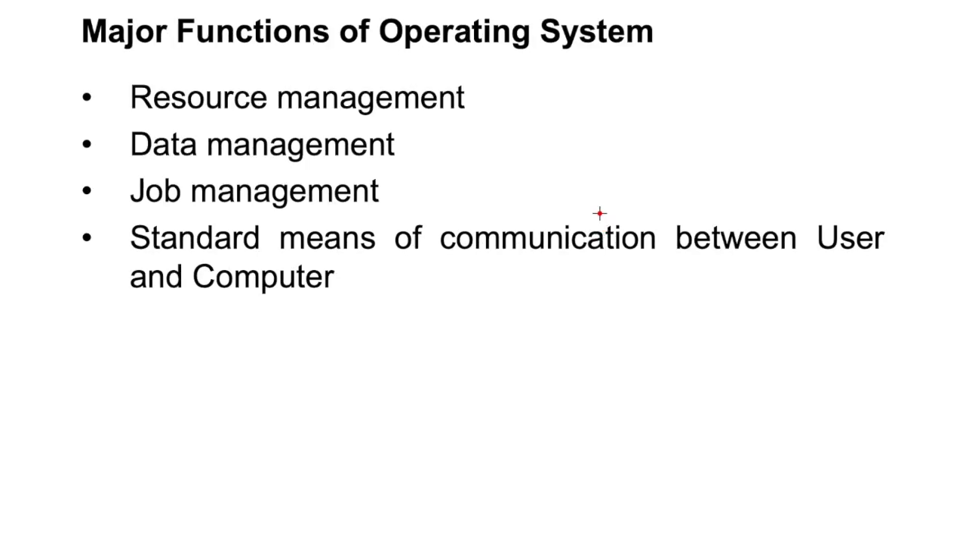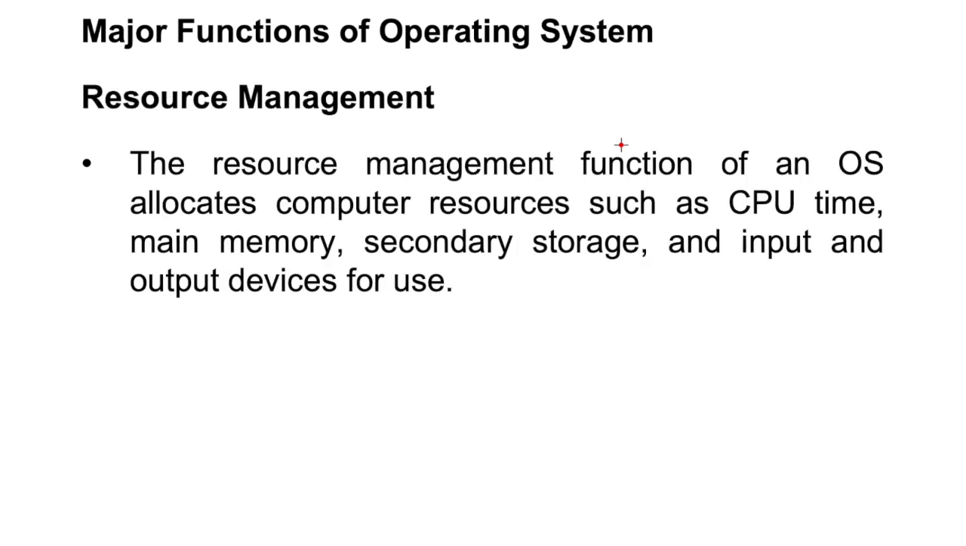So the major functions of an operating system are resource management, data management, job management, and a standard means of communication between user and computer. So what are these functions? Resource management. The resource management function of an operating system allocates computer resources such as CPU time, main memory, secondary storage, and input and output devices for use.